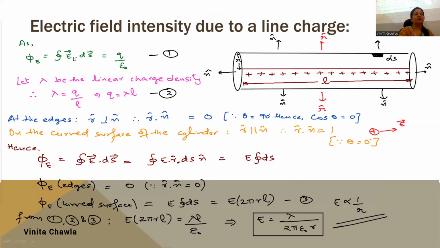So phi E is either we can write closed integral of E dot ds or we can write Q upon epsilon naught. So closed integral of E dot ds is E into 2 pi RL. And this Q upon epsilon naught, Q is lambda L. So lambda L upon epsilon naught. So equate these two, cancel this L, and you will get your electric field intensity as lambda upon 2 pi epsilon naught R. So in this particular case, this electric field intensity is inversely proportional to R, not R square. Usually we have electric field intensity inversely proportional to square of R. But in this particular case, we have inversely proportional to R.